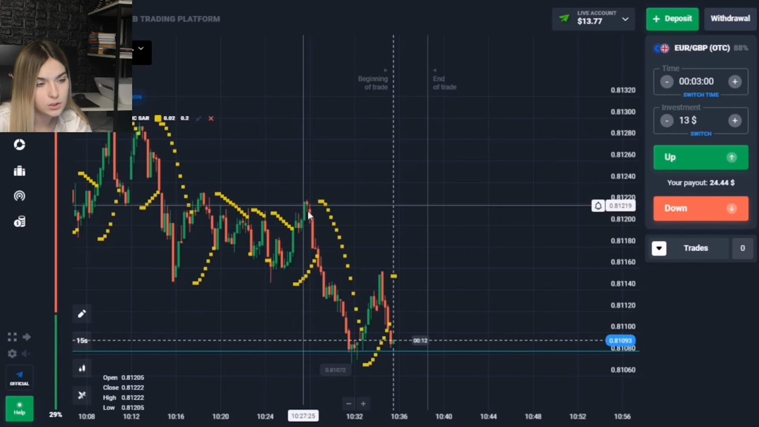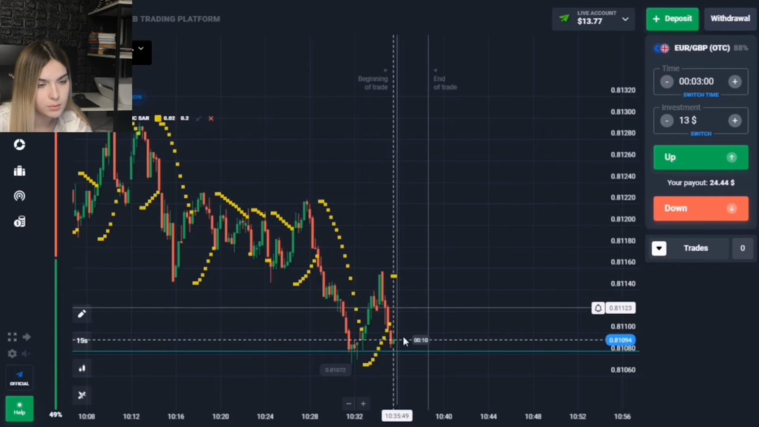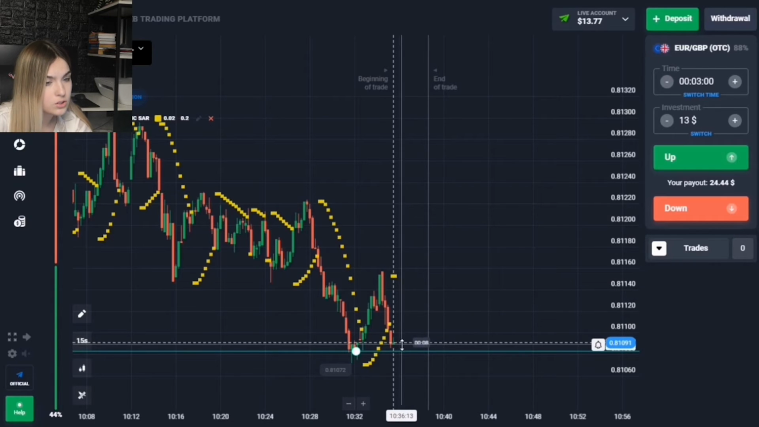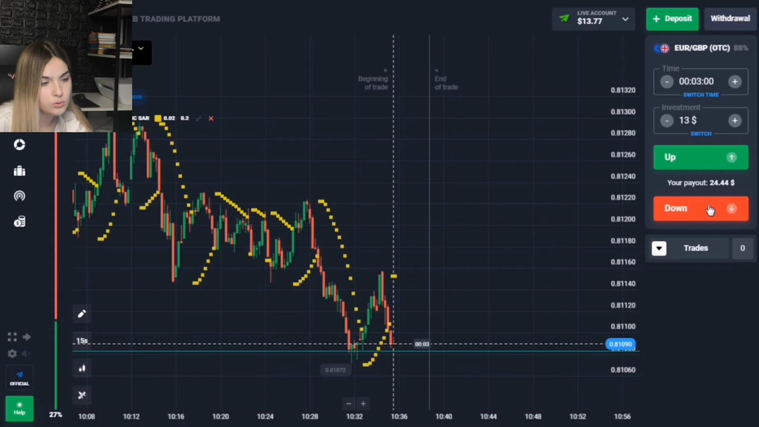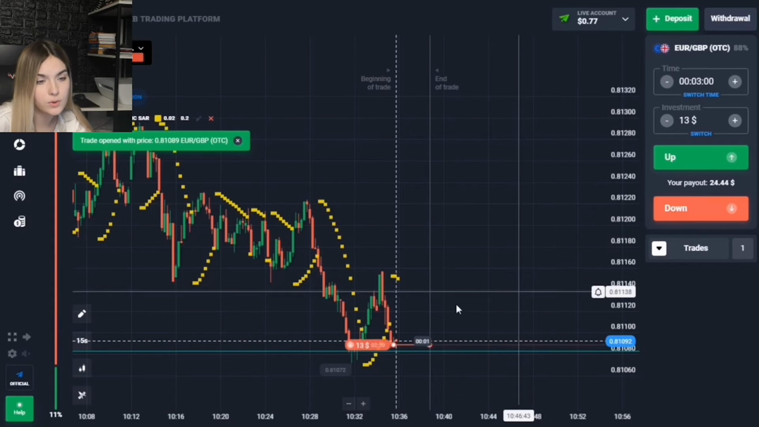This is the second touch of our level in a fairly short time. There is a certain compression of this level. I suggest opening a deal for 3 minutes for a downside here. I think that in this situation this time will be quite enough, and so friends, let's wait for the end of our deal.